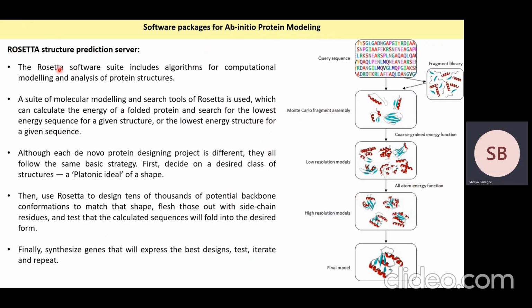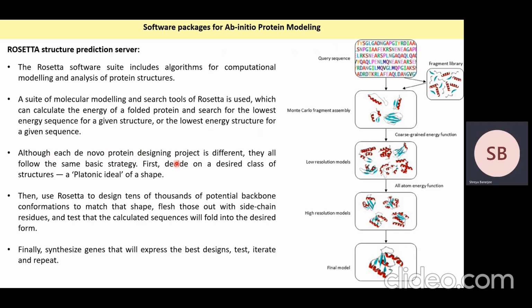There is another software known as the Rosetta Structure Prediction Server. The Rosetta software suite includes algorithms for computational modeling and analysis of protein structures. A suite of molecular modeling and search tools in Rosetta is used, which can calculate the energy of a folded protein and search for the lowest energy sequence for a given structure or the lowest energy structure for a given sequence. What this means is that for a given sequence, it will calculate the lowest possible energy and the structure with this lowest energy. Or if you have a given structure, it will calculate the lowest energy sequence that will adopt that particular structure.